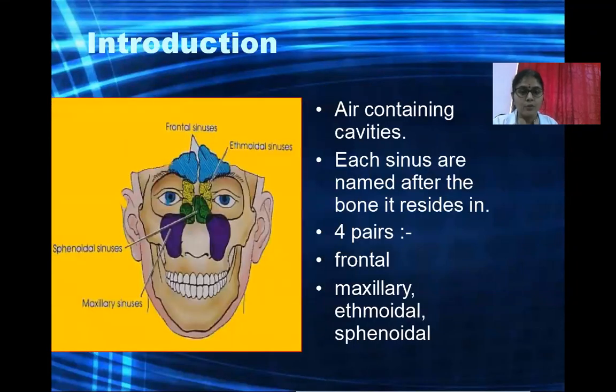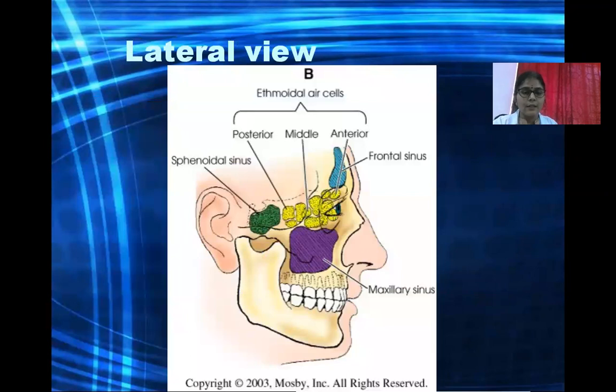So you all know that paranasal sinuses are air-containing cavities. Each sinus is named after the bone it resides in. So the 4 pairs of paranasal sinuses are frontal, maxillary, ethmoidal, and sphenoidal sinus. This is the lateral view. That's the frontal sinus. That's the ethmoidal sinuses, anterior, middle, and posterior. This is the sphenoid sinus within the sphenoid bone, and this is the maxillary sinus within the maxillary bone.